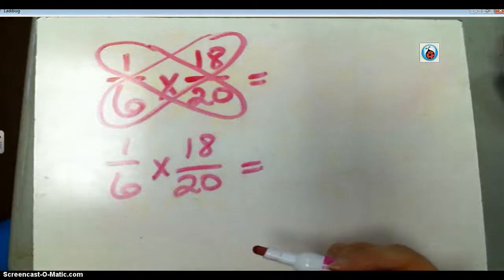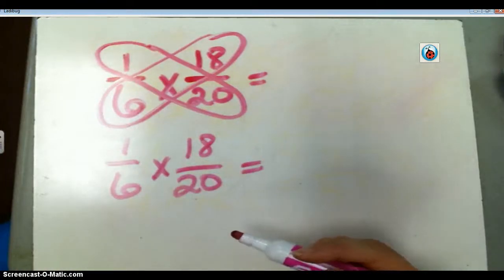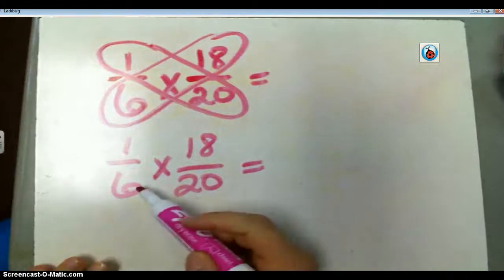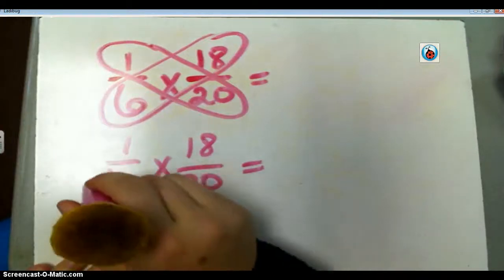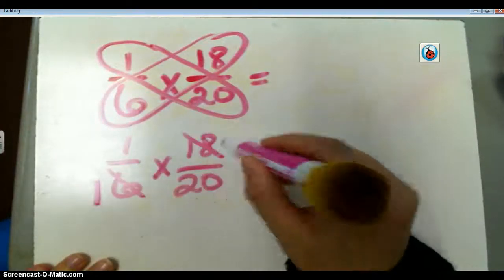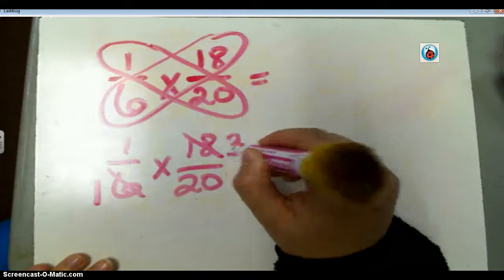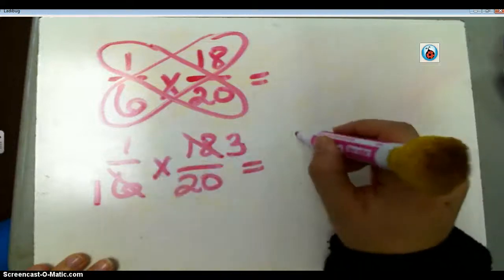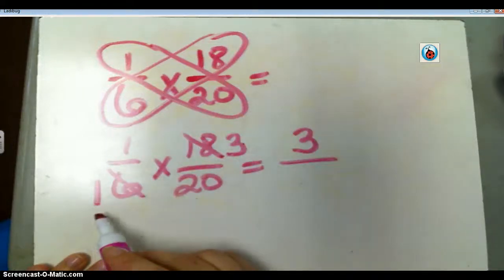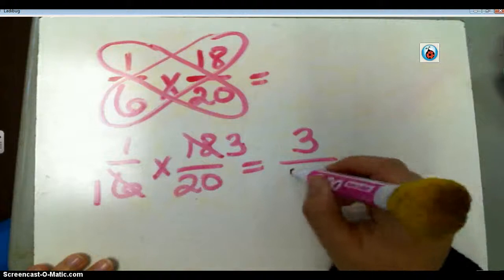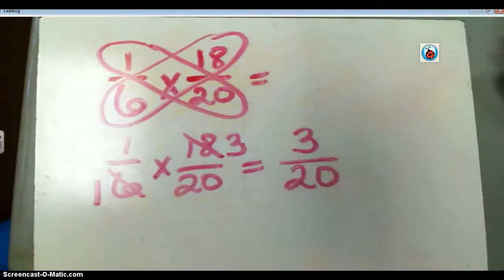I don't know how to reduce, so I have to do my course. Make sure you pay attention. That's right. 6 goes into itself. 6 goes into 18, 3 times. 1 times 3 equals... 1 times 20 equals... Can I reduce that?